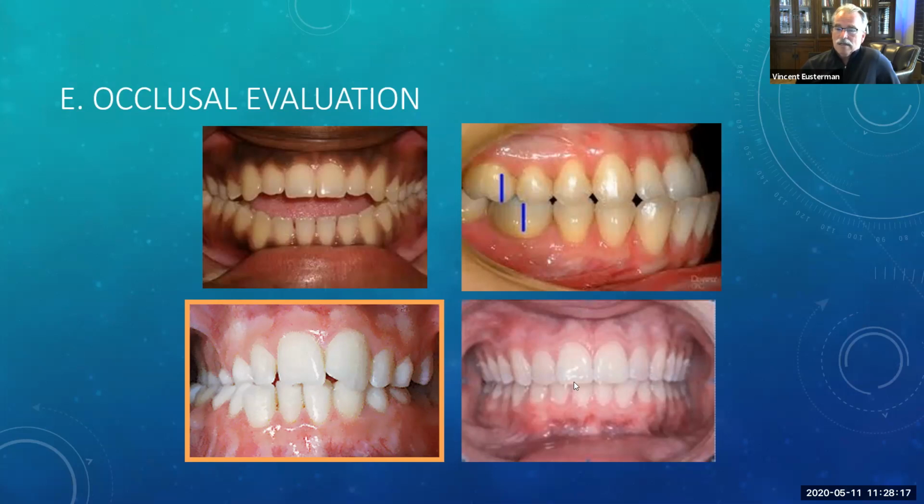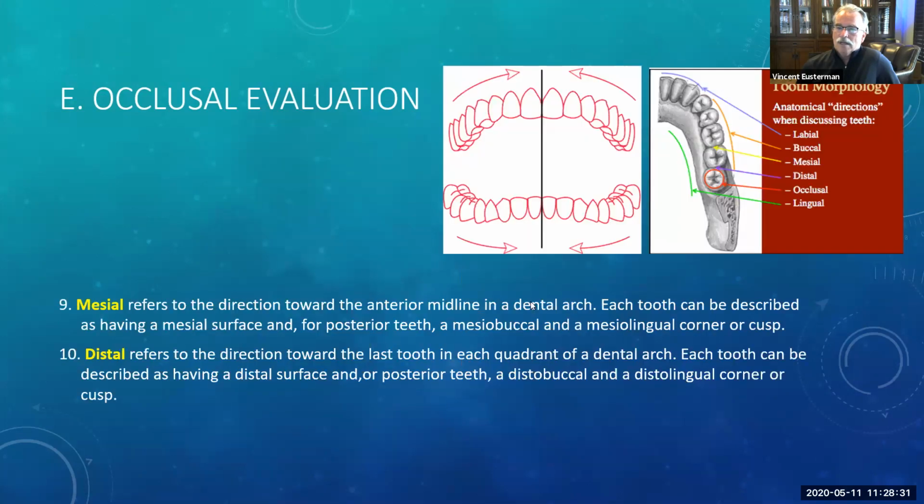This is a nice bite. Everything looks normal here. And this is a class 3 malocclusion with the lower jaw further forward. So this cusp should be in that groove. Okay. Mesial and distal instead of medial and distal is the nomenclature under occlusal evaluation circumstances.